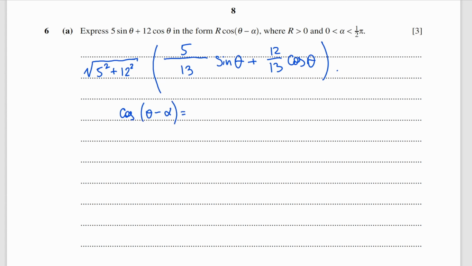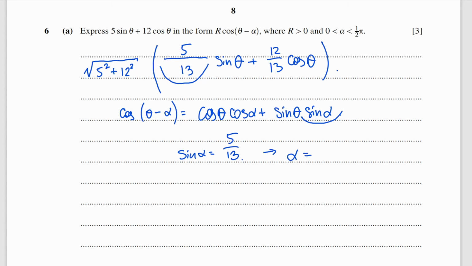Now let's expand cosine theta minus alpha. It's going to be this expression, cos theta cos alpha plus sin theta sin alpha. Now compare the two expressions. Next to sine theta in the first expression, that's 5 over 13. And next to sine theta in the second expression, that's sine alpha. So that means sine alpha must be equal to 5 over 13. Find alpha: 0.395 correct to 3 significant figures.